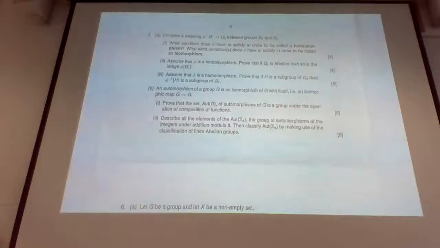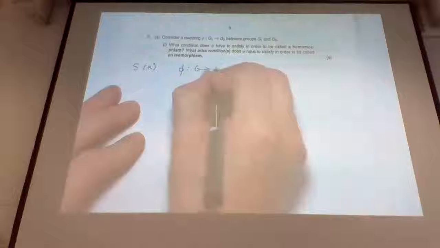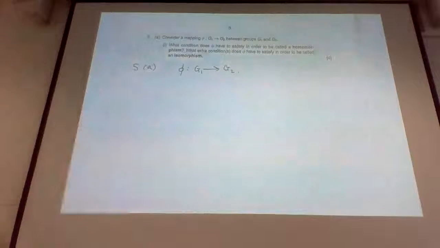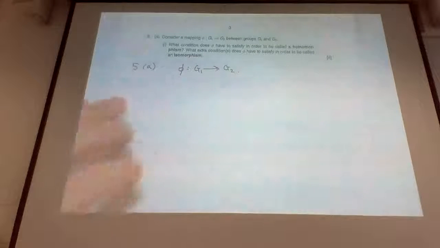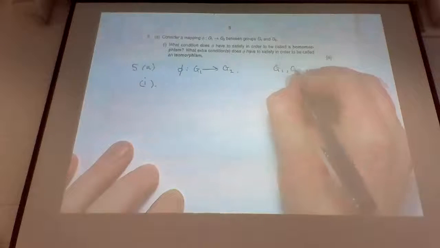Yeah, so the first question is just to do some definitions. Consider a mapping phi from G1 to G2. At the moment that just looks like a map between sets, so completely general, it could be any kind of map between sets. But question 1 is, what condition does phi need to have in order to be called a homomorphism? G1 and G2 are groups. So what is it?